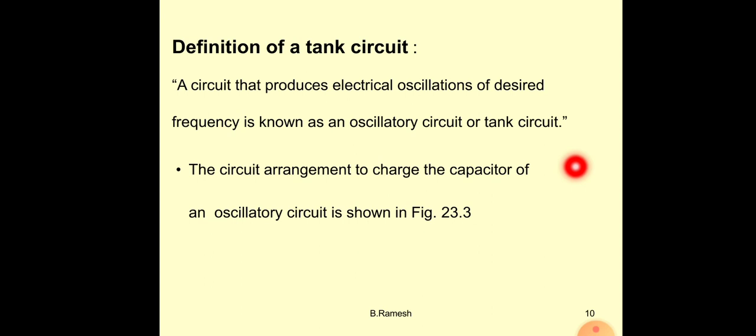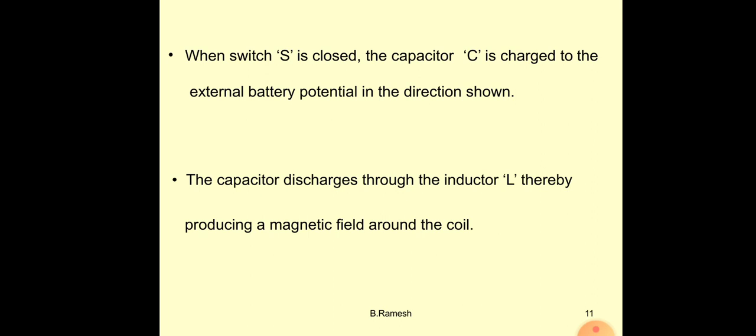Definition of a tank circuit: a circuit that produces electrical oscillations of desired frequency is known as an oscillatory circuit or tank circuit. The circuit arrangement to charge the capacitor of an oscillator is shown in the figure. When switch S is closed, the capacitor C is charged to the external battery potential in the direction shown in the figure. Everything we discussed till now, just now.